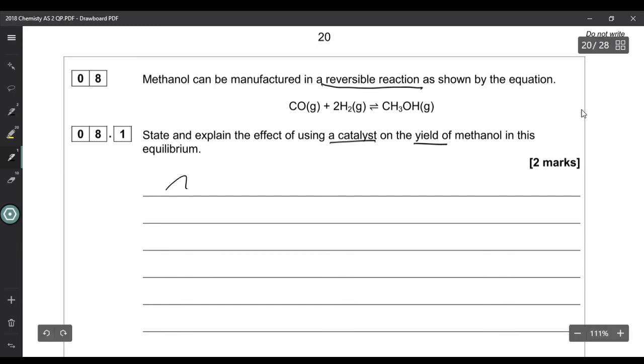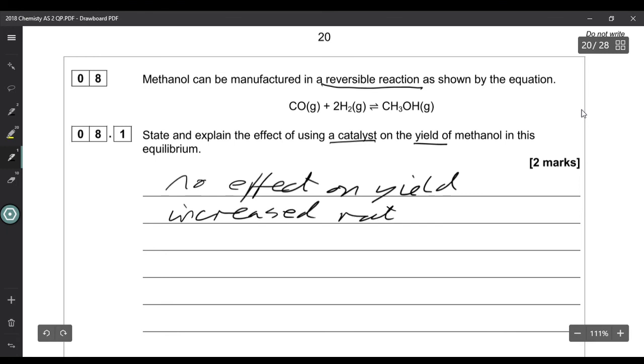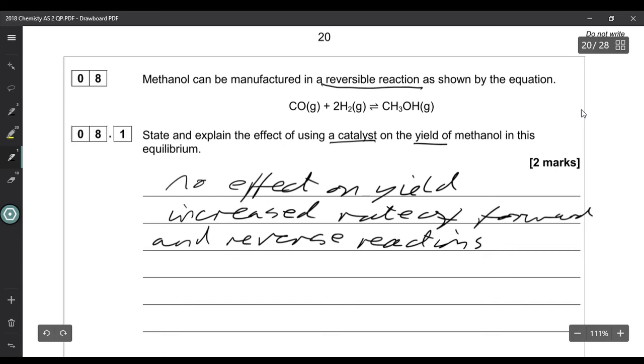So we can say no effect on yield, as it increases the rate of forward and reverse reactions equally.